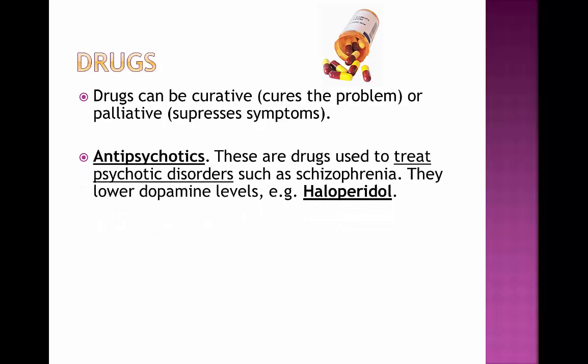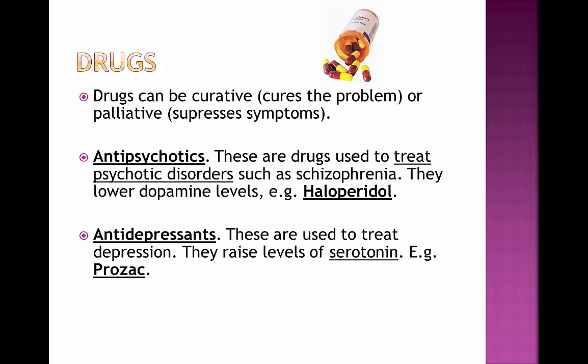Now, a type of drug used to treat abnormality is antipsychotics. These are drugs which are used to treat psychotic disorders, such as schizophrenia. They lower dopamine levels, for example, haloperidol, which is a type of antipsychotic, and by lowering dopamine levels, we're not going to have this surplus of dopamine, which is going to cause schizophrenia. Therefore, the antipsychotic is going to treat schizophrenia, and as a result, it will lead to someone having more normal behavior.